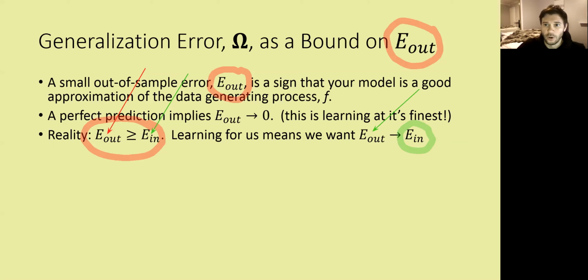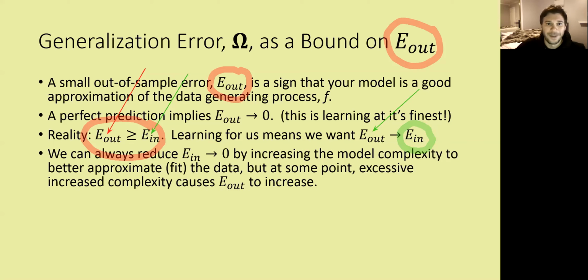Again, we can always shrink E-in by increasing that model complexity. And again, we're going to do really good at fitting the data. But unfortunately, if we make the model too complex, we're going to see here this actually forces a trade-off where we can make E-in go down, but we're going to make our out-of-sample prediction performance actually get worse, and our out-of-sample error will go up.